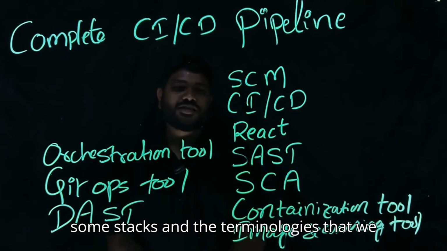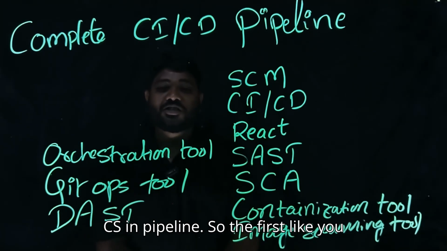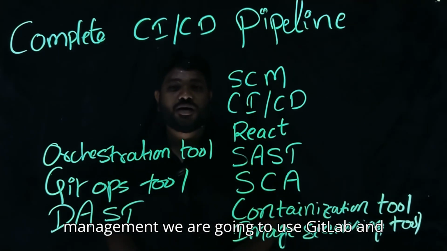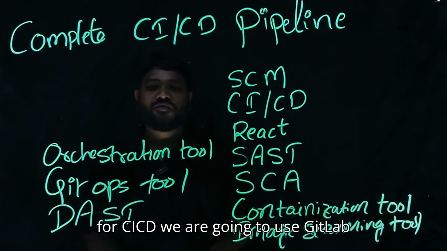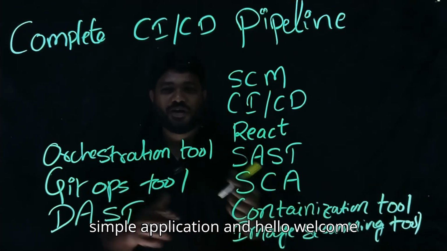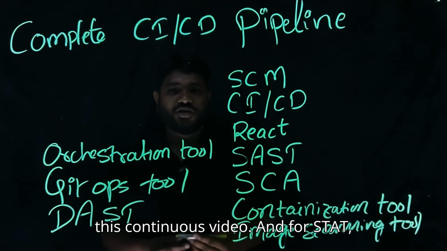So I brought some stacks and terminologies that we are going to use in this entire CI/CD pipeline. First, for source code management, we are going to use GitLab, and for CI/CD, we are going to use GitLab itself. React is our source code, where we are going to write a simple application. And hello, welcome, whatever it is. I will show you in this continuous video.